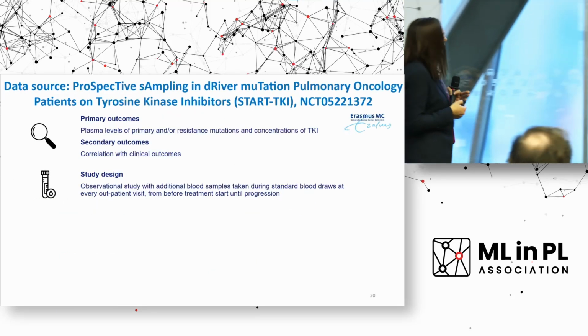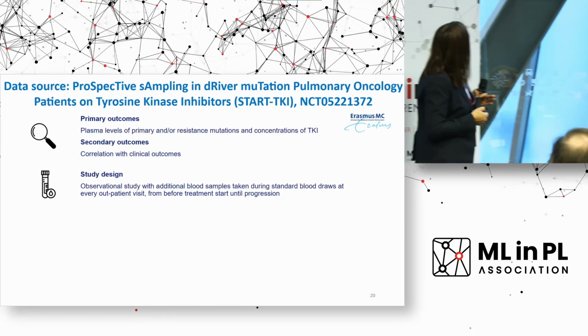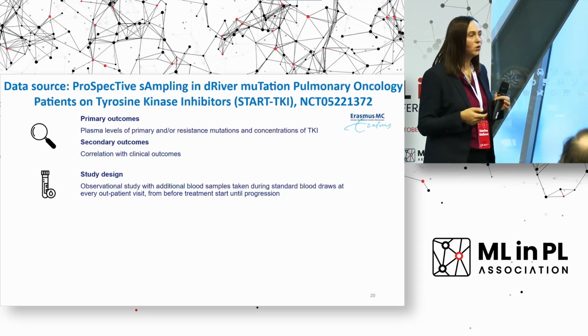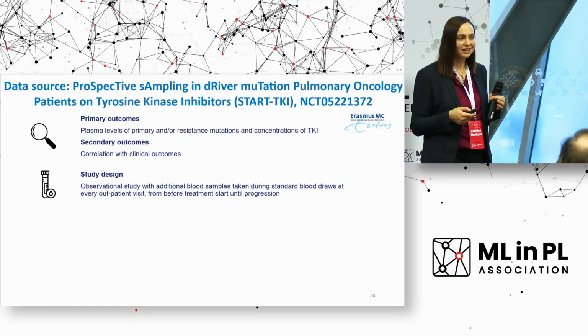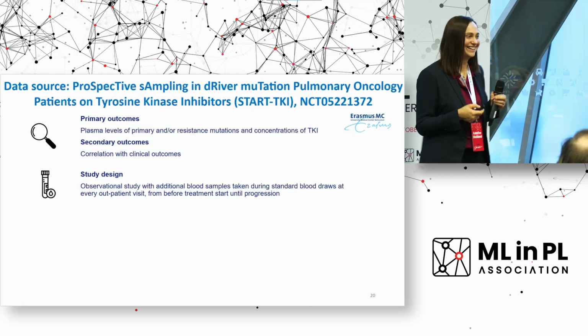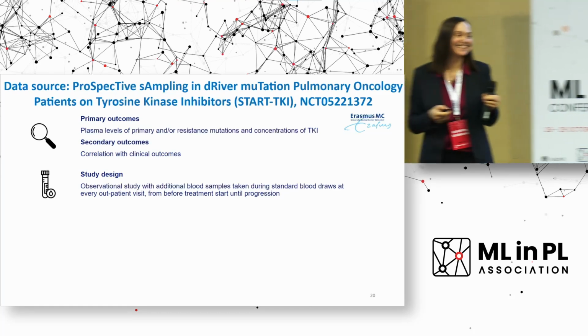And for that, we are using a clinical trial where we have not only standard of care data, but also blood draws, which actually gives us circulating DNA. I should look natural now, right? Okay. Picture. Yeah. Sorry. Yeah, okay.